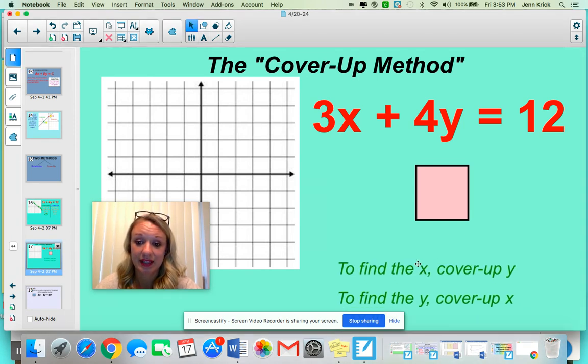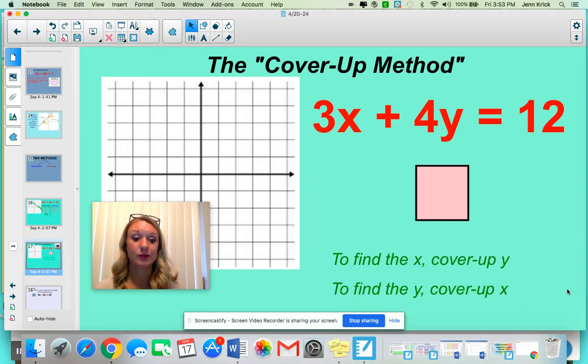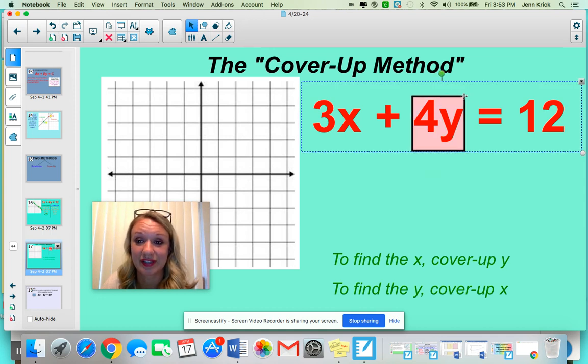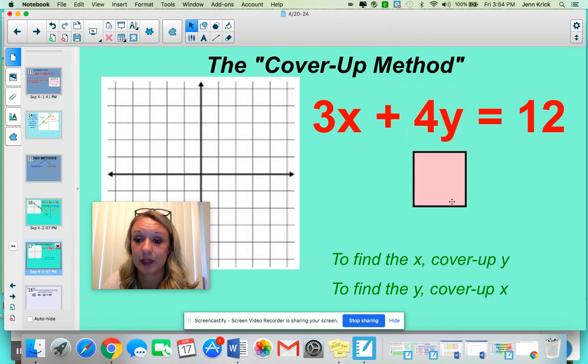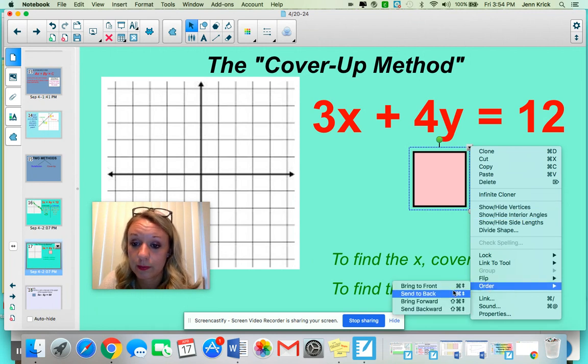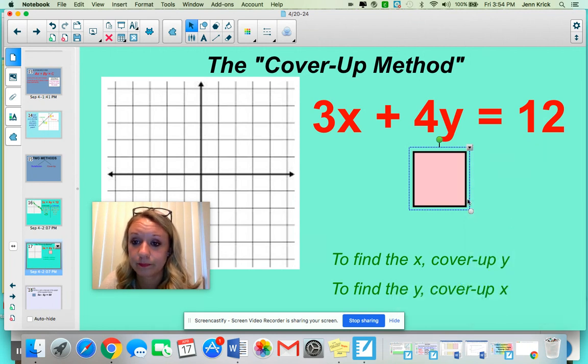Here's the little saying that I even wrote out to myself in my notes when I was back in middle and high school. To find the x, cover up the y. To find the y, cover up the x. So let's start with the first one. To find the x, cover up the y. Let me make sure that this actually covers it up. Okay, now we should be good to go.